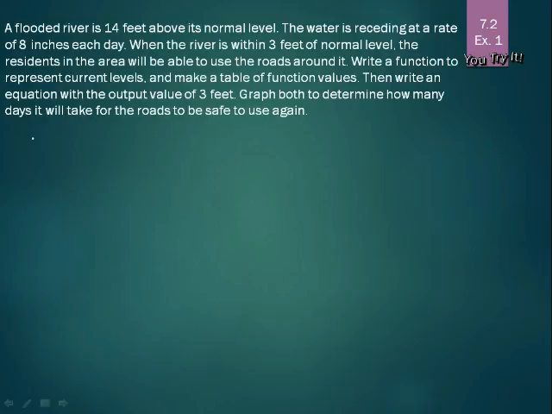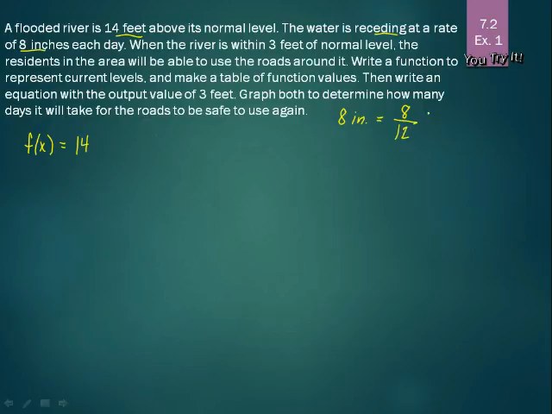Okay, so let's just call this equation f of x, and that's going to be the current water level. And so we know that our water level is starting at 14, and then it tells us that it's receding, or in other words, it's going down at a rate of 8 inches each day. Well, 14 feet, that's in feet, and so to convert, let's go ahead and convert the 8 inches into feet as well. So to put 8 inches in terms of feet, 8 inches is out of 12 inches in a foot. And so that gives us the proportion of a foot.